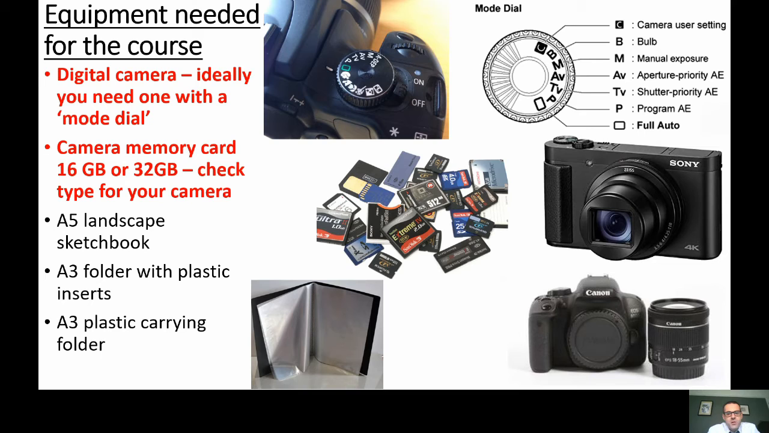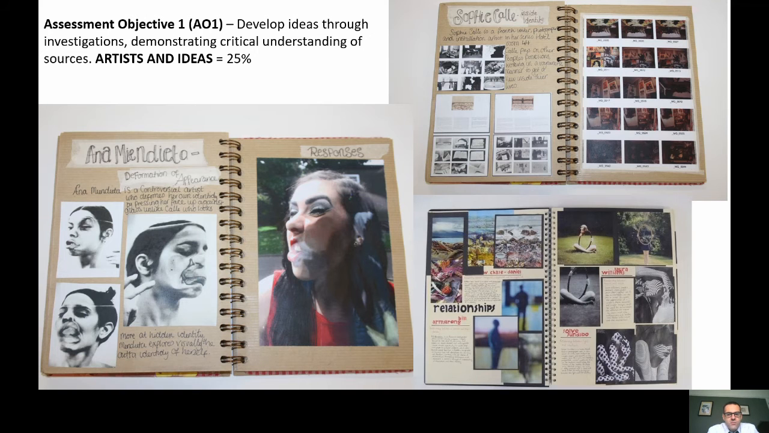So equipment needed. Now, you do not need a very, very expensive fancy camera. Anything that is a digital camera, something that preferably has a mode dial like the one pictured on the top, so you can change the settings and take different types of photographs. You're also going to need a memory card, either 16 GB or 32 GB, and make sure you check which one is compatible with your camera. The other things on there, there's a sketchbook, plastic inserts in a folder, and a carrying folder you'll be provided with on the course.